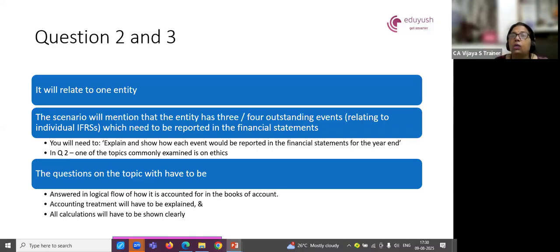Like if you're the accountant, what you would do if this is a transaction, on the day of transaction, what you would do at year end, then in the financial statements at the year end, what will happen, and then is there anything else that you need to do. You'll have to go in the logical flow, and you should explain the accounting treatment and also show calculations simultaneously very clearly. That's the requirement for question 2 and 3.